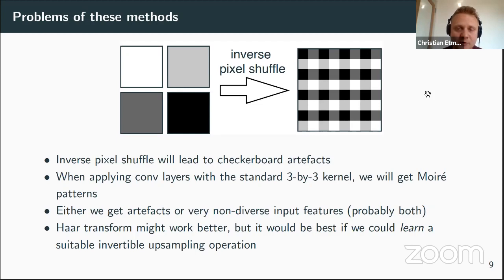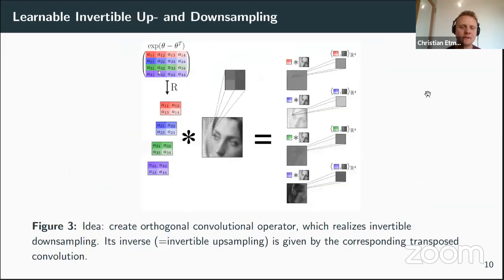Yeah, the Haar transform can be expected to work better, but what would be ideal is if we could learn a suitable invertible upsampling operation that is tailored to the feature extractor we learned in the layers before. And this is what we aim to do now. And actually, this can be done quite easily.